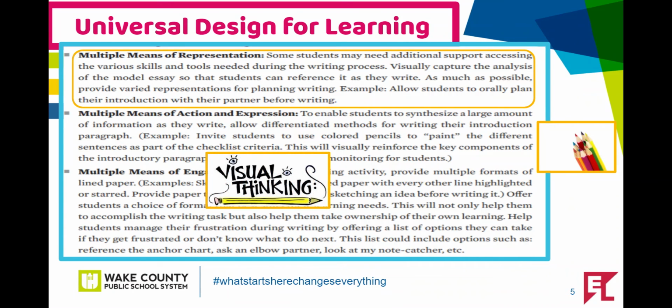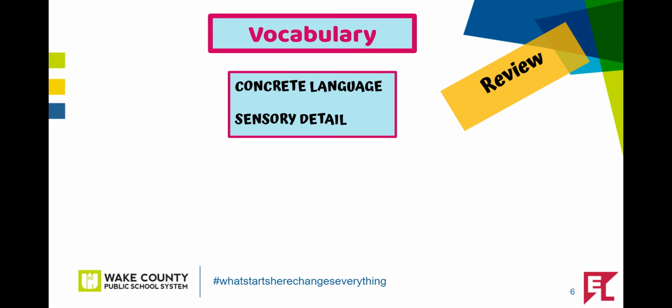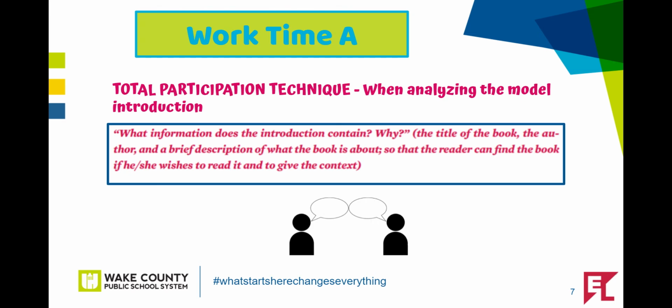Another scaffold would be to provide paper that has an empty box for sketching an idea before writing. Help students manage their frustration during writing by offering a list of options they can take if they don't know what to do. This list could include: reference the anchor chart, ask an elbow partner, look up my note catcher, etc. Review the terms concrete language and sensory detail from previous lessons earlier in the unit. If you made visual representations of these terms, refer to those visuals.